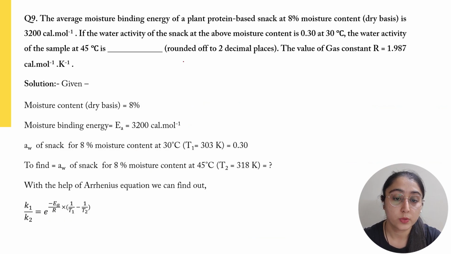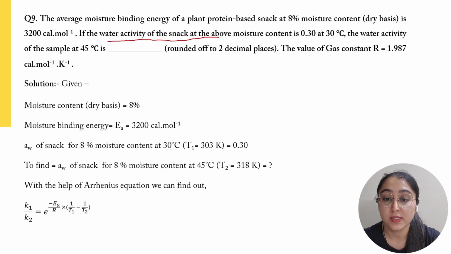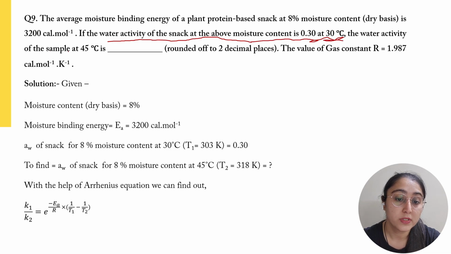Now heading on to the next question, we have the average moisture binding energy of a plant protein based snack at 8% moisture content dry basis, given as 3200 calories per mole. Now if the water activity of the snack at the above moisture content is 0.30 at 30 degrees Celsius, the water activity of the sample at 45 degrees Celsius will be.